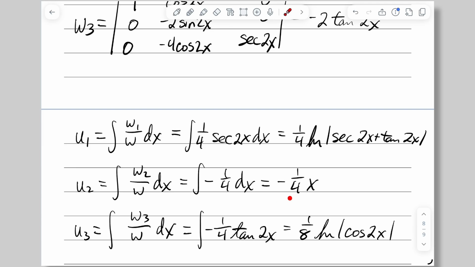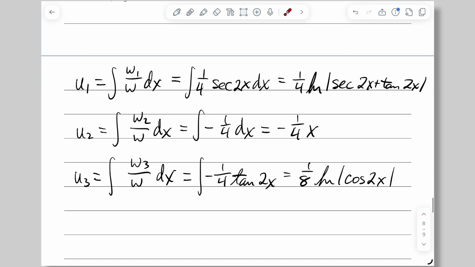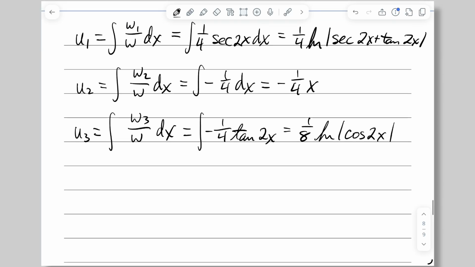U2 is ultimately negative 1/4 x, and U3 is 1/8 natural log cosine of 2x. You might say, wait a minute, the integral of the tangent is the natural log of the secant. Yeah, there's this negative, and I applied that as an exponent. And then, again, this finishes as before. Y sub p is going to be u1 y1 plus u2 y2 plus u3 y3.